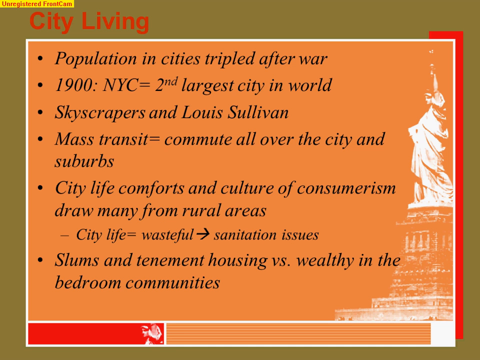The inner ring suburbs, or as they were called back then, bedroom communities, this is where the middle class and the upper classes would move in order to avoid the dirt, the squalor, and the poverty of those that were living in the cities, but could still easily commute into the city for their job by using the trolley service.